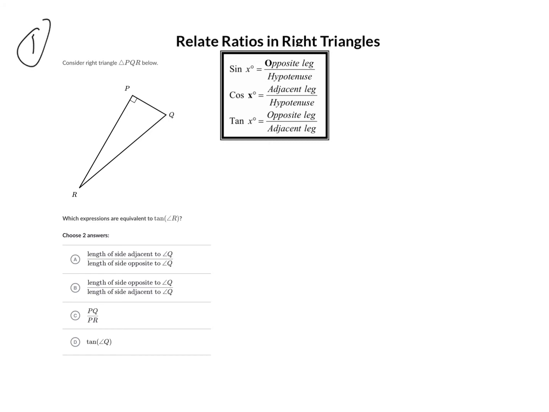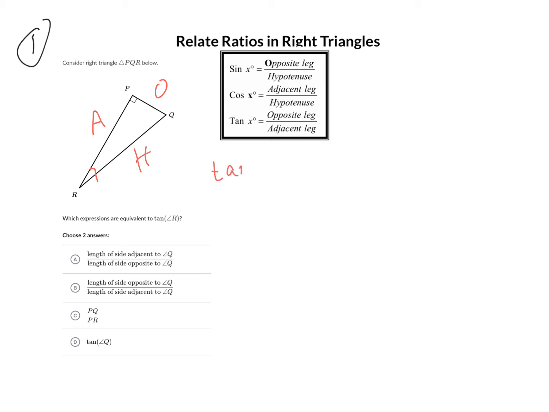Here's question 1. We're going to use the sine, cosine, and tangent, what each of them equals, in order to figure out equivalent expressions and how each of the ratios can relate to each other. So this is asking us which expressions are equivalent to tan of angle R. So let's look at angle R and figure out what is tangent of R. So if I'm looking at R here, this would be opposite, this is adjacent, and this is hypotenuse.